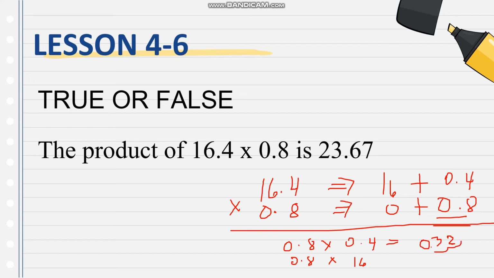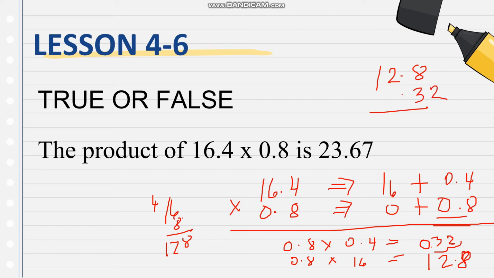Then 16 multiplied by 8. What is 16 multiplied by 8? That is equivalent to 48. Regroup 4, 128. So 128, but you have one decimal place, so that is 12.8. So what is 12.8 plus 0.32?